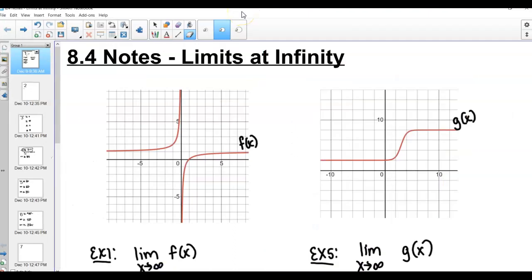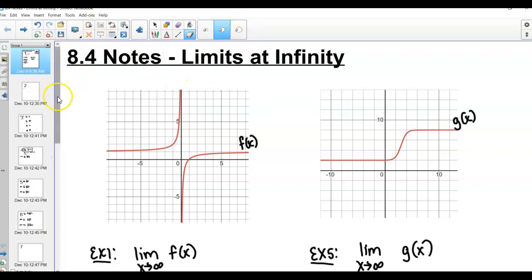Alright, we're going to look at 8.4, which is limits at infinity. So today we'll be looking at limits as x approaches infinity. We're going to look a little bit with graphs, we're going to look a little bit numerically, which we've already seen a little bit, but mostly we're going to look at how to do these analytically, so algebraically, without a graph or table. But let's start with a graph here.